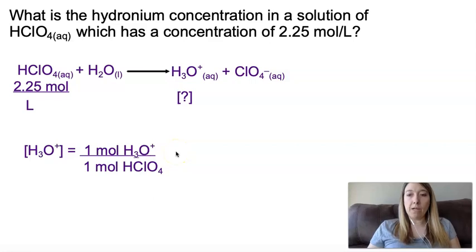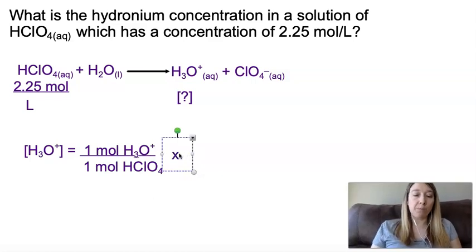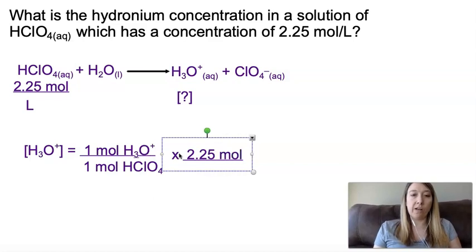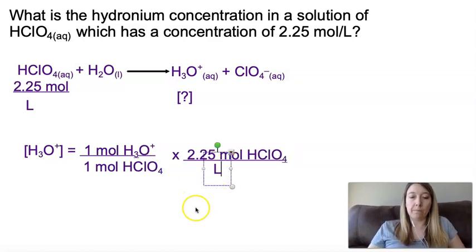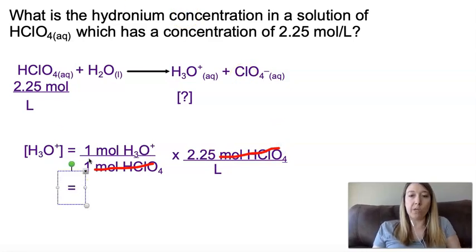Okay, looking again back at our units, we've now placed the hydronium ions. We need to get rid of that HClO4. We also need to place the liters. So simplest way to do that, we're going to use that 2.25 moles of HClO4 per liter. Okay, looking at those units, we get rid of moles of HClO4. Okay, in this case, because it was a 1-to-1 ratio, we are getting the same answer at the end.